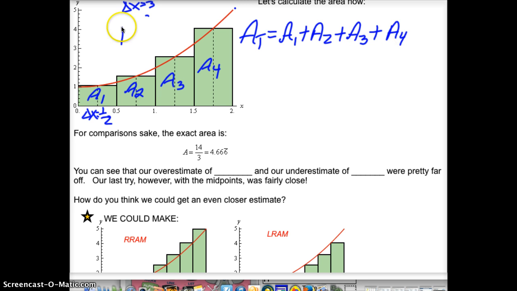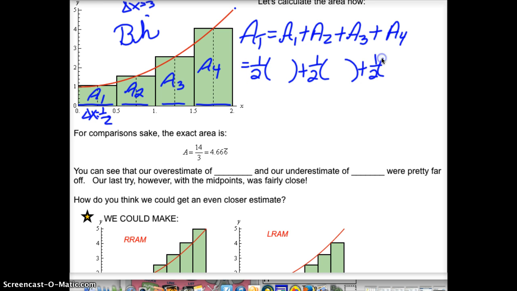Each rectangle's area can be found by doing base times height. The base of each one is still the same. The delta x is still a half. So for each one of these, I'm going to be doing a half times the height. Base times height. The difference is now I'm hitting the curve in the middle, so my height is in the middle.